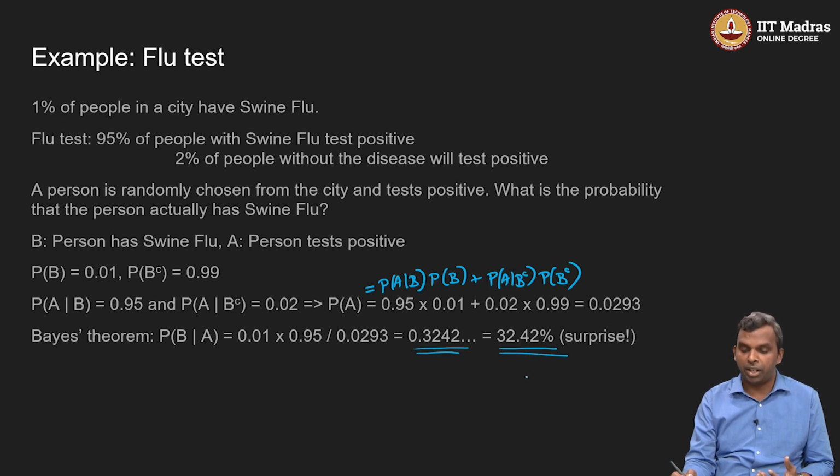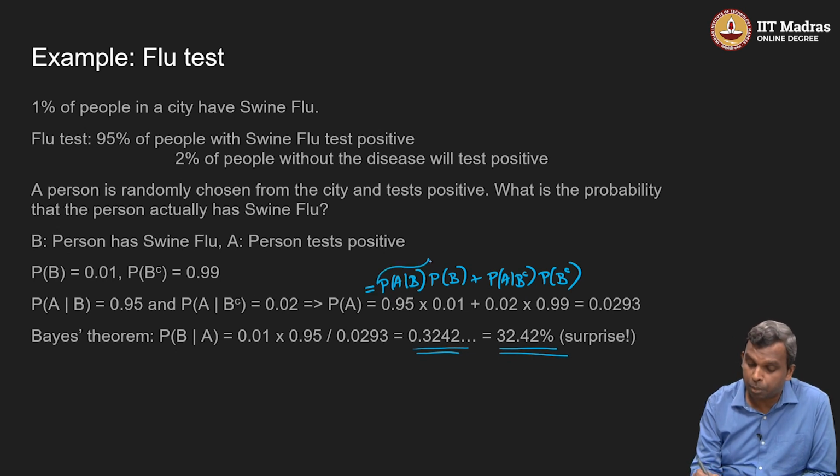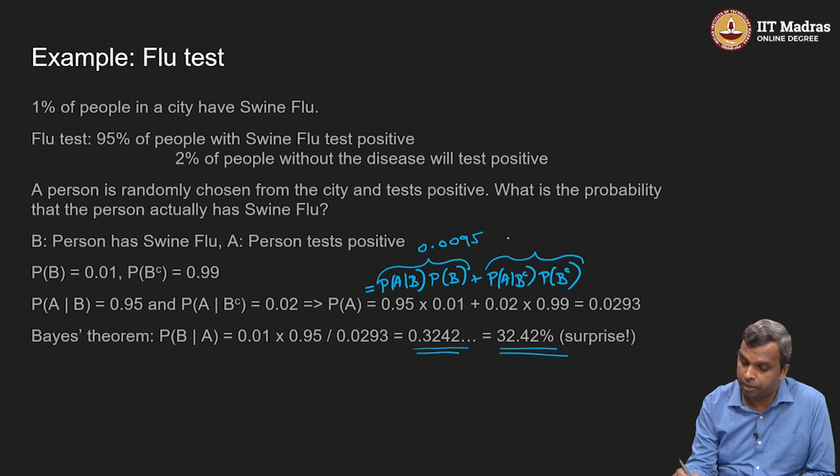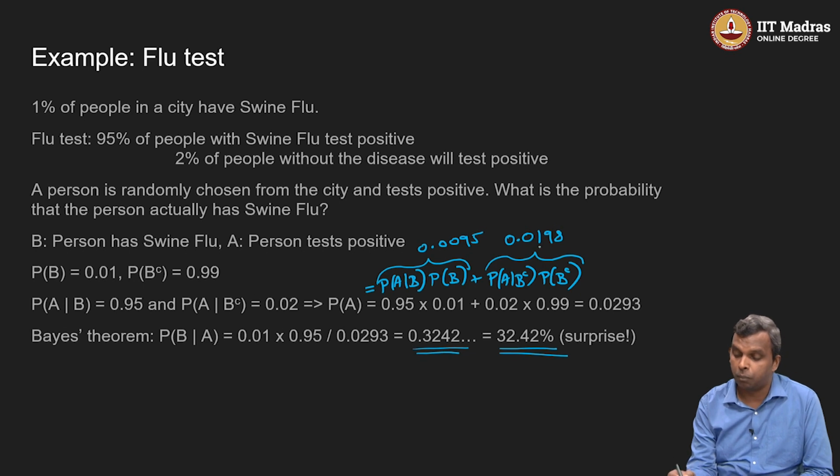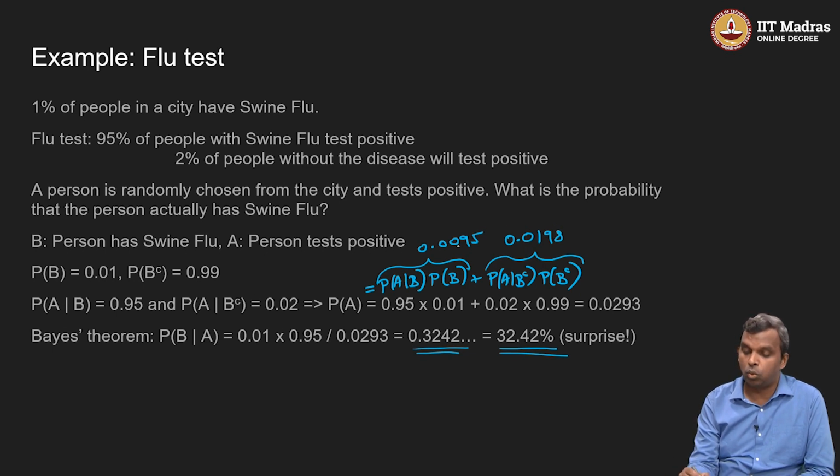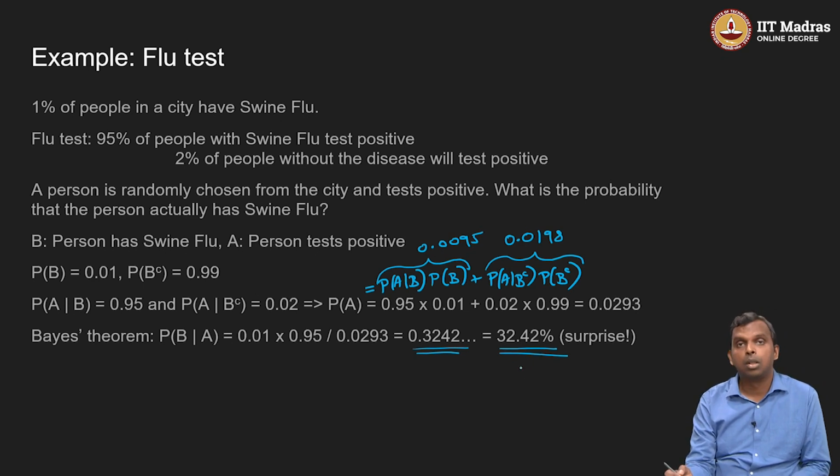Okay, think about what went wrong here. Think about what's going on here, right? P of A, which is that you test positive, there are two ways you can test positive. You may either have swine flu and test positive, and you may not have swine flu and test positive. Look at this probability. This total probability is 0.0095. Look at this probability. What is this probability? 0.0198. That's the probability, right? These two are roughly in the ratio of 1:2, a little bit more than 1:2. So this case, which is what you're interested in, happens with about 1/3 probability, a little less than 1/3 probability.